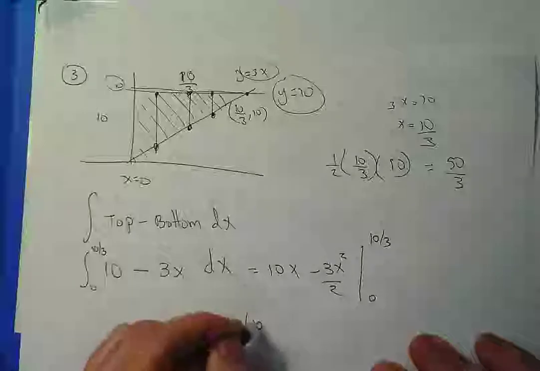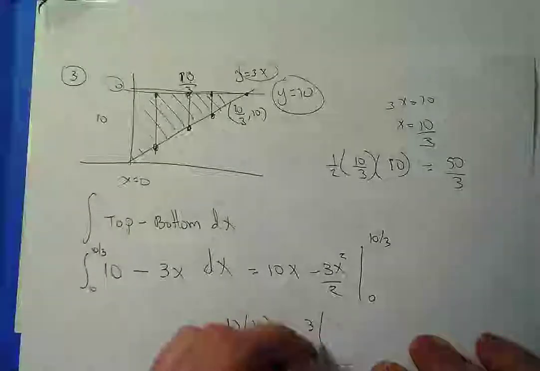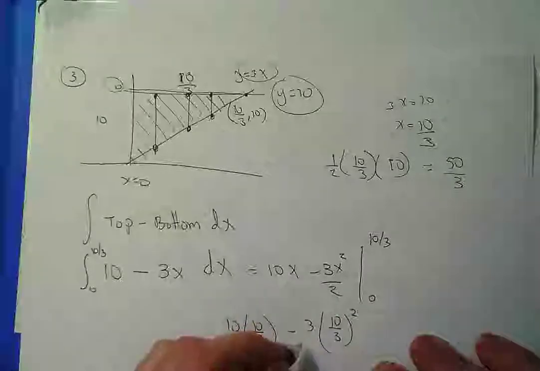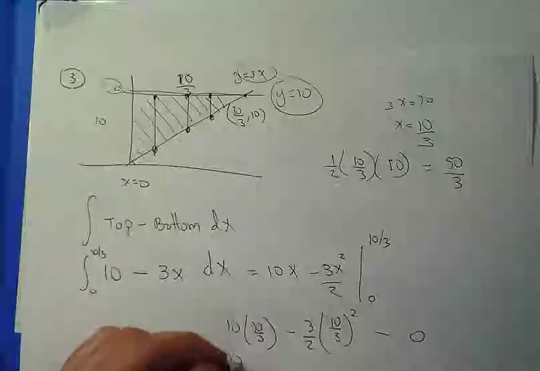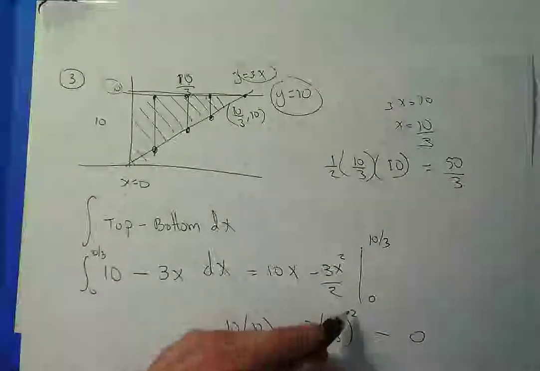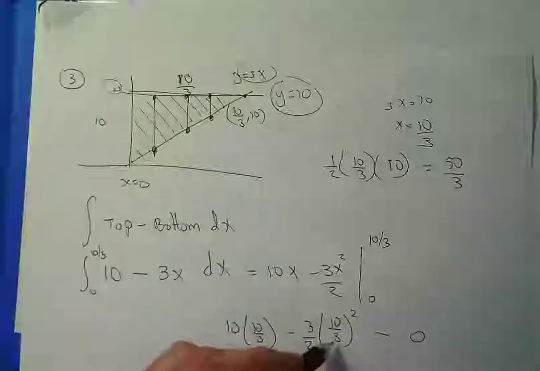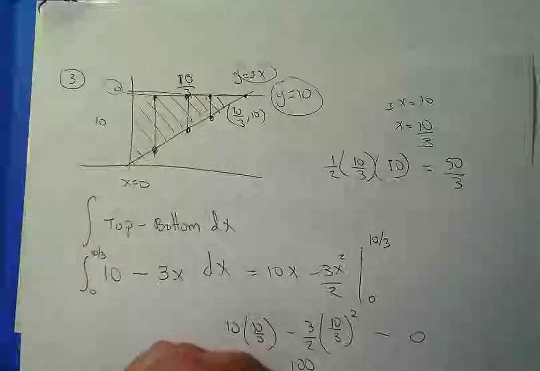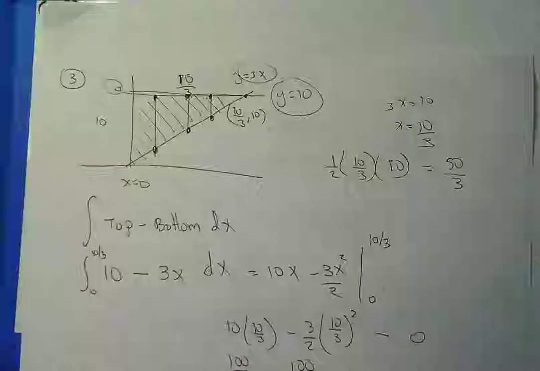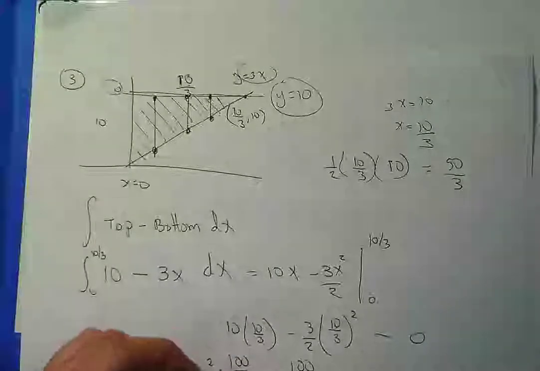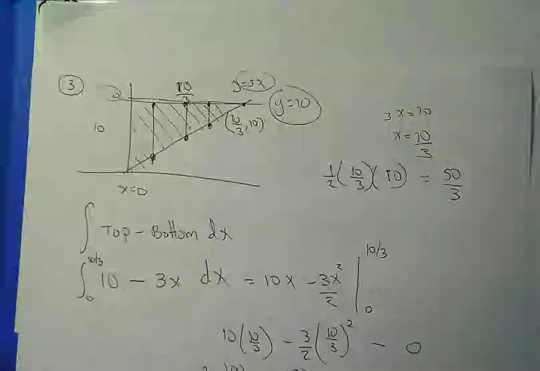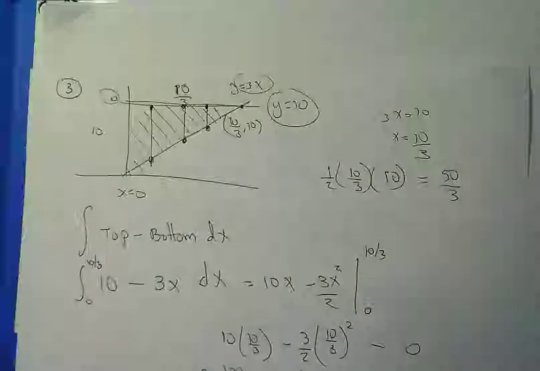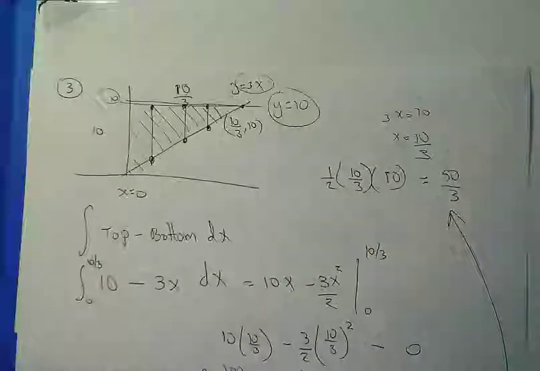So I've got 10 times 10 thirds minus 3 times 10 thirds squared over 2. Minus, plugging in zeros just gives me 0. So I have 100 thirds minus 100 over 9, the 3's cancel. I have 100 over 6. So if I make a common denominator, I get 200 over 6 minus 100 over 6, which is 100 over 6 or 50 over 3, the same answer that I get with geometry.